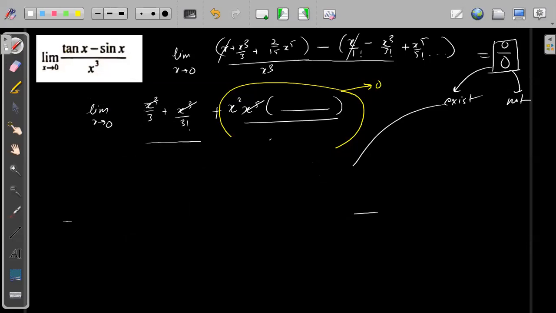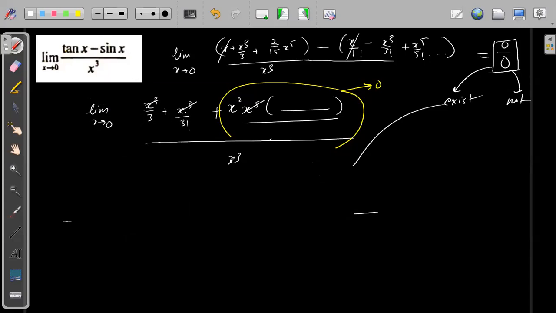I told you, do not talk about L'Hopital's rule. If you want to solve by L'Hopital's rule, you can solve, but I guarantee you in the exam you will not be able to solve any question with L'Hopital's rule. So this is x cube, here you have x cube, so x cube will get cancelled.